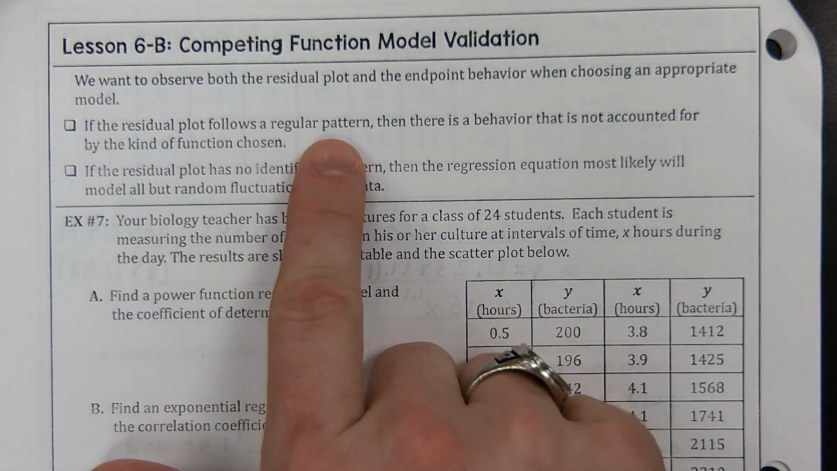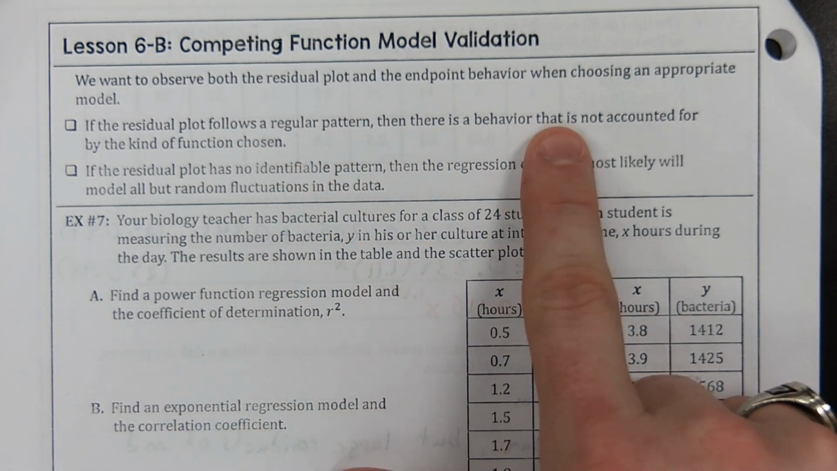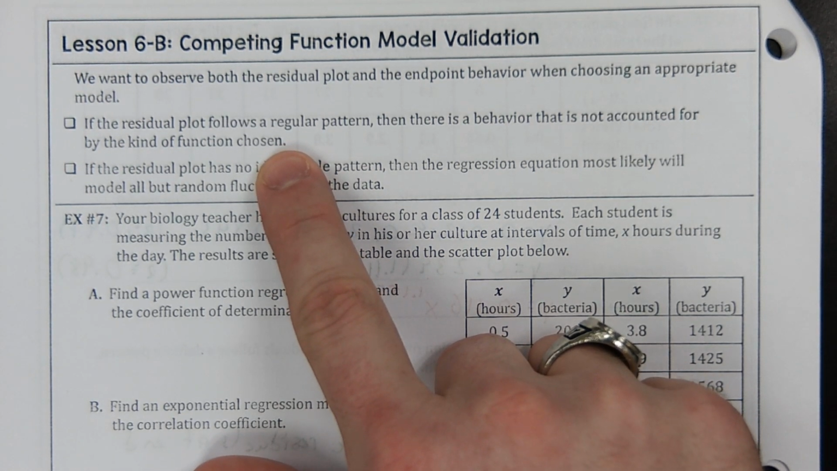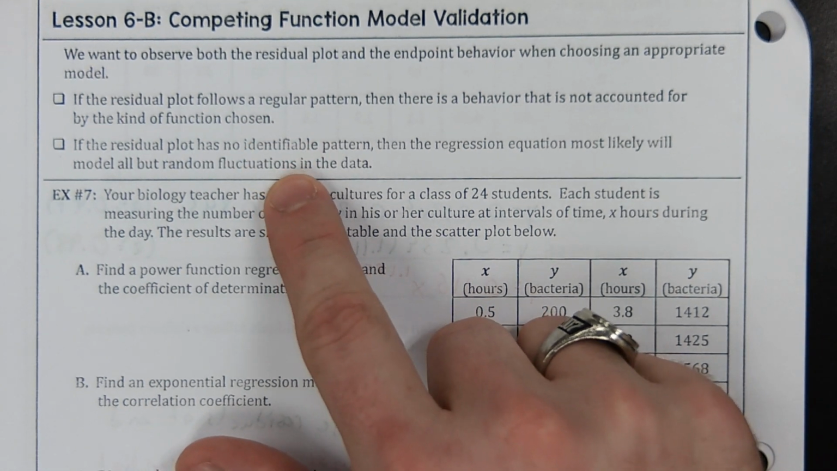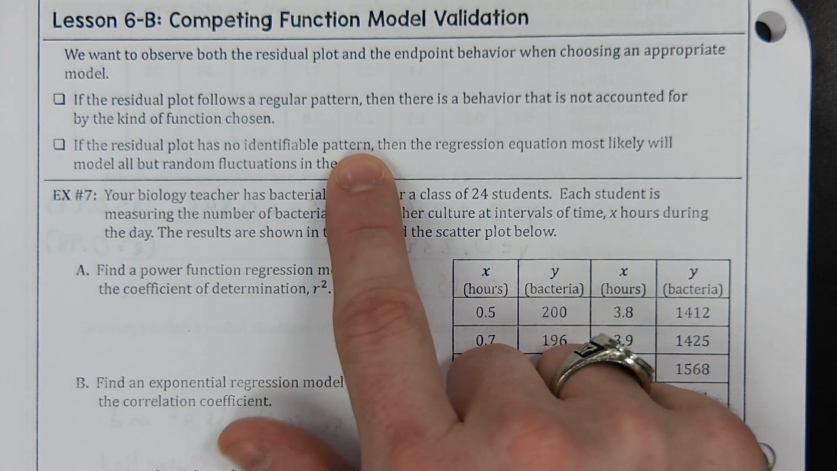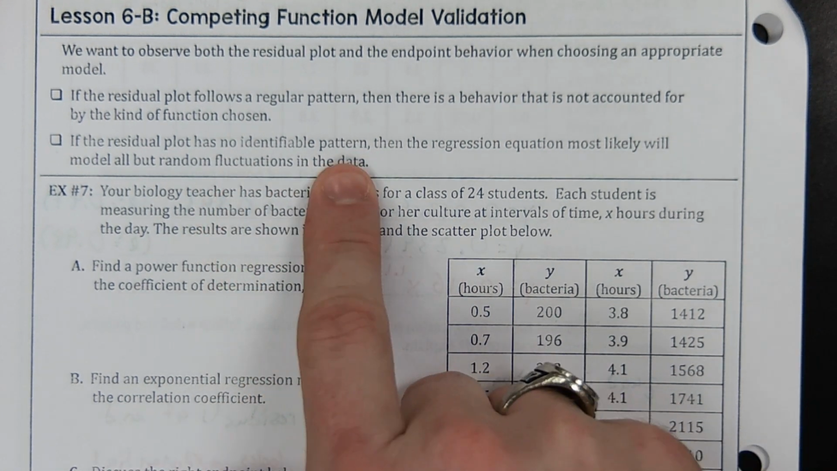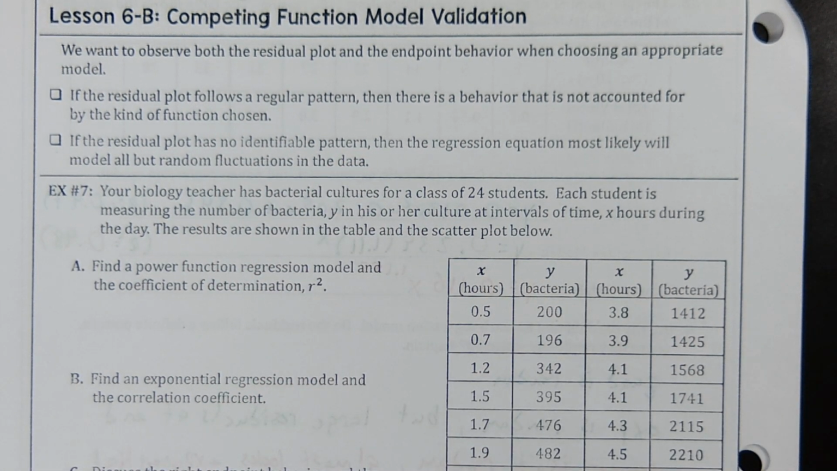If the residual plot follows a regular pattern, then there is a behavior that is not accounted for by the model you chose. We already know that. Our residual plots need to be random and they need to stay relatively close to the x-axis. If the residual plot has no pattern, then the regression equation most likely models all but random fluctuations in the data. Okay? But also talk about the situation.